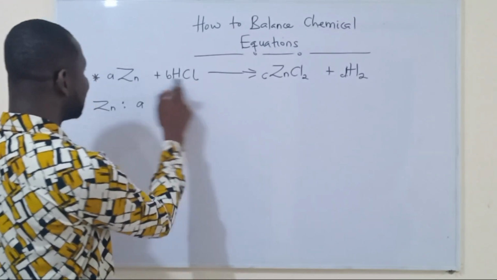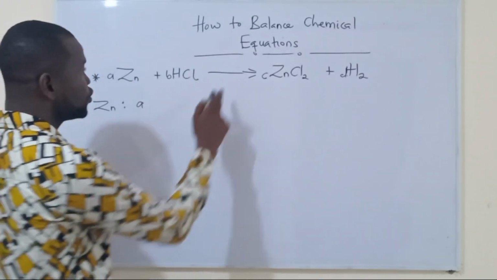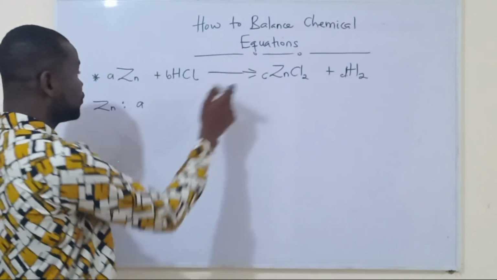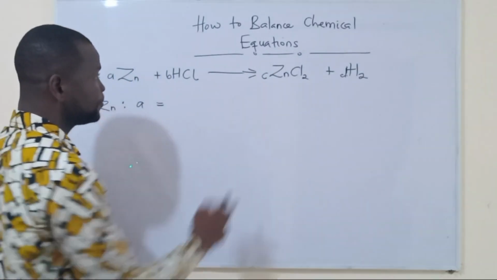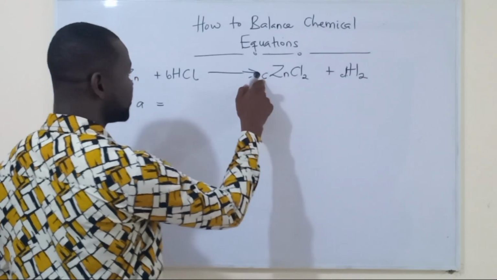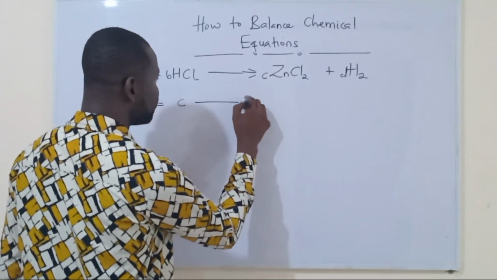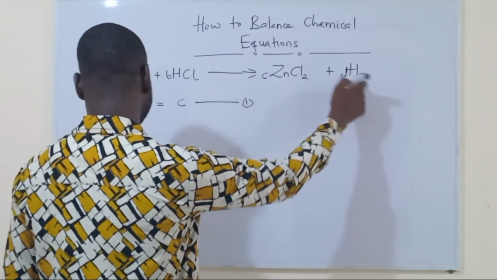Is there any other Zn at the reactant side? No. So I cross to this side. When I'm crossing over by the arrow, I introduce an equal to sign. I equally see Zn here, which is what? C. So I'll represent that by C. So I take that as equation 1 because there's no other Zn here.